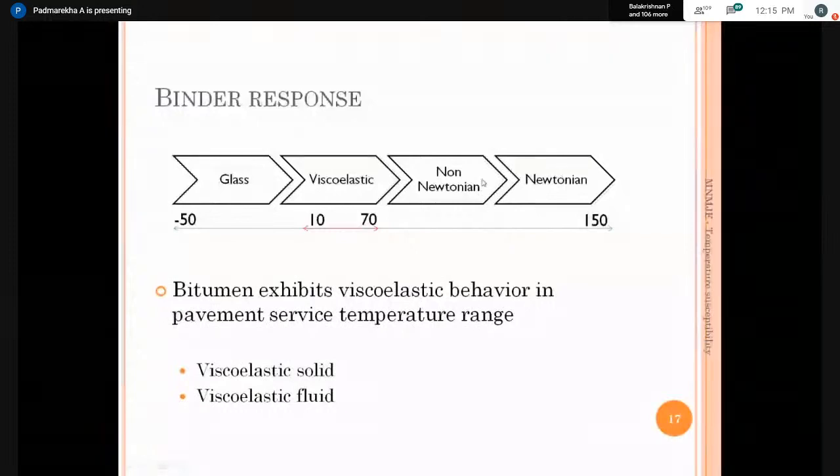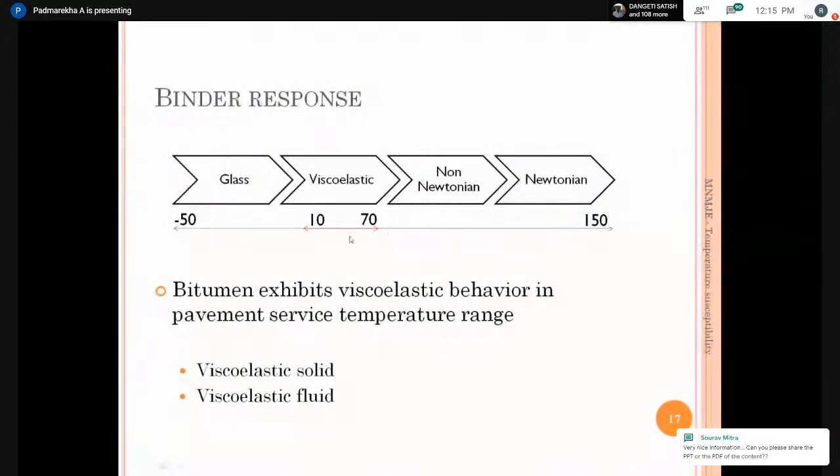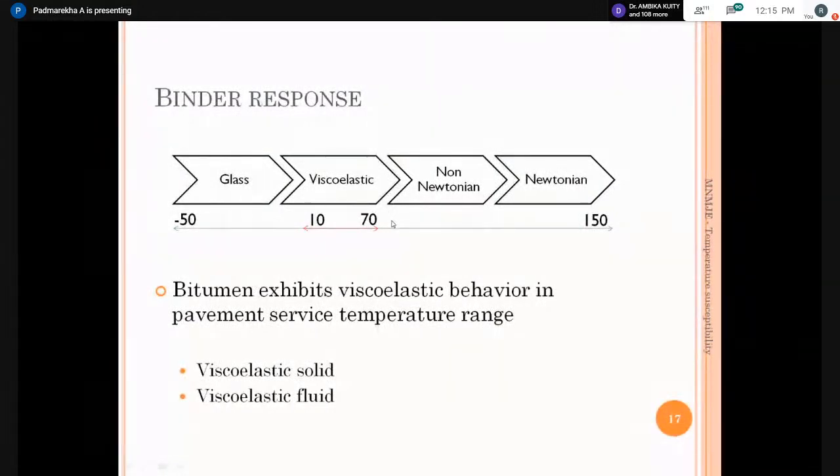So bitumen is temperature sensitive. It is not the same response throughout the temperature. You can see at least four different responses here: glassy behavior, viscoelastic behavior, non-Newtonian behavior, and Newtonian behavior. The Newtonian response is during mixing and compaction, the non-Newtonian response again during the compaction stage. The viscoelastic response is what we see in the temperature range of 10 to 70 degrees Celsius. This is what our pavement surface temperature is, 10 degrees Celsius to 70 degrees Celsius. So it is not purely elastic, not purely viscous. It is a combination of viscous behavior and elastic behavior. So bitumen exhibits a viscoelastic behavior during pavement surface conditions.